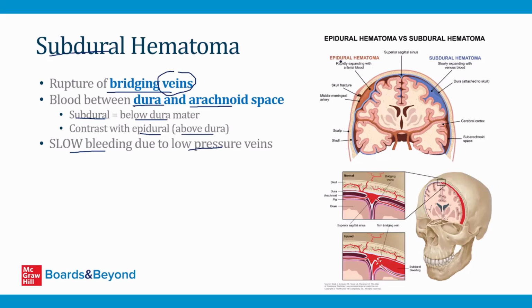And so this is a nice picture on this slide which contrasts epidural hematomas and subdural hematomas. So in epidural hematomas, you often have a skull fracture, the middle meningeal artery is ruptured, and you get blood filling this epidural space, which is beneath the skull and above the dura mater. In a subdural hematoma, you have rupture of veins, and so you have blood filling this space here, which is beneath the dura mater and above the arachnoid space.